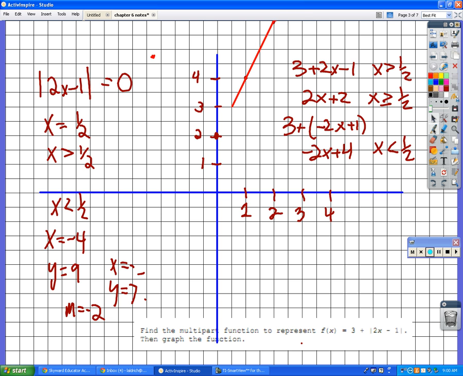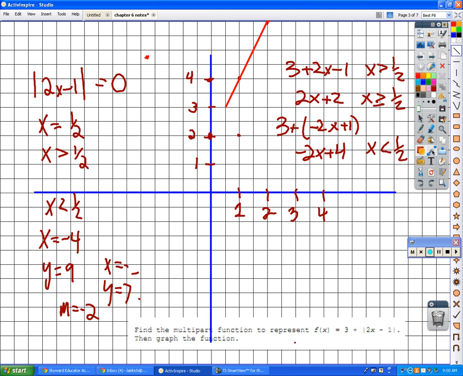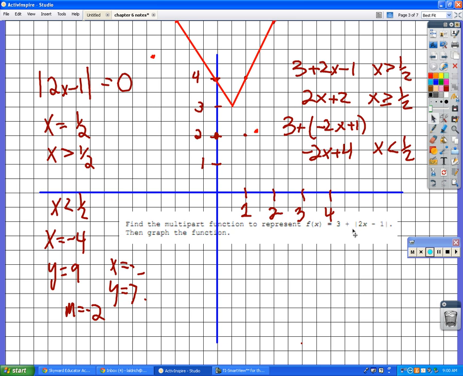Okay? Same thing with the other line, -2x plus 4 when x is less than 1/2. Where does that cross the y-axis? That's 4. And what is its slope? -2, so I would go down 2 over 1, which would give me a line like that. But this one I want only where x is less than 1/2, right? So that's going to be the part of the V-shaped curve that's going to go off in this direction, okay?